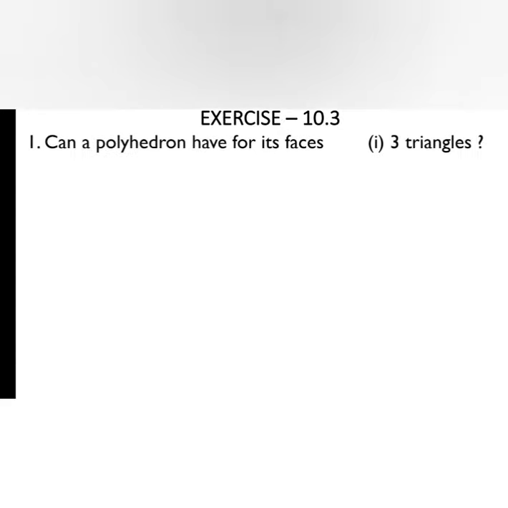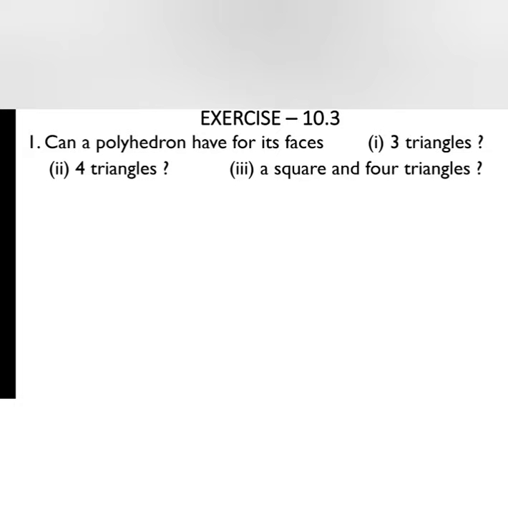Now question number 1 of exercise 10.3. Can a polyhedron have for its faces 4 triangles and a square and 4 triangles? Meaning you have to say whether a polyhedron can be made using 3 triangles, yes or no? Can a polyhedron be made using 4 triangles? Can a polyhedron be made using a square and 4 triangles?